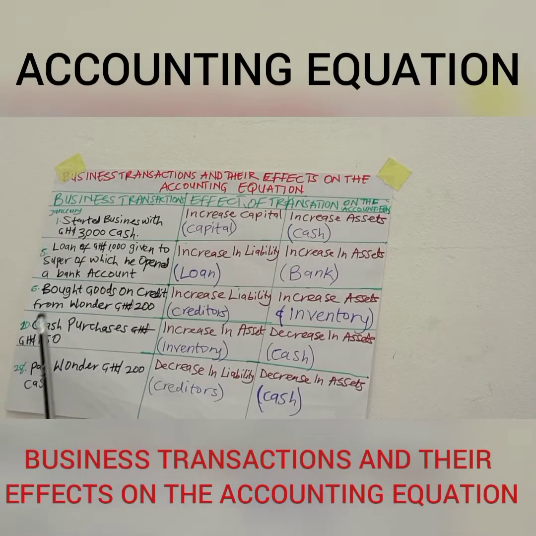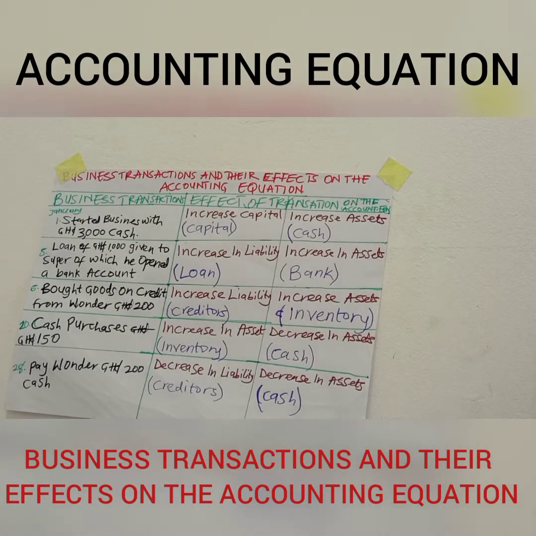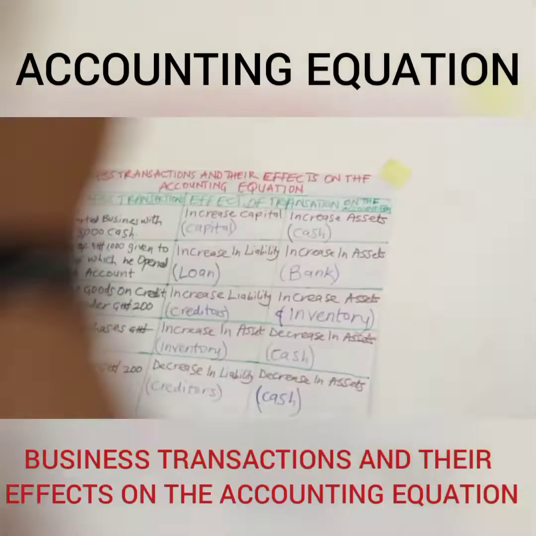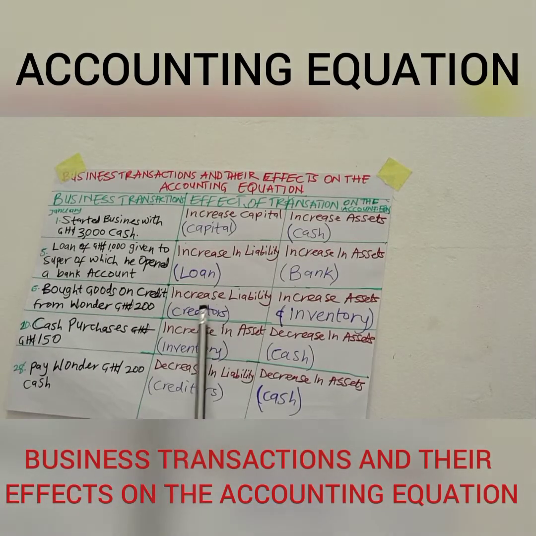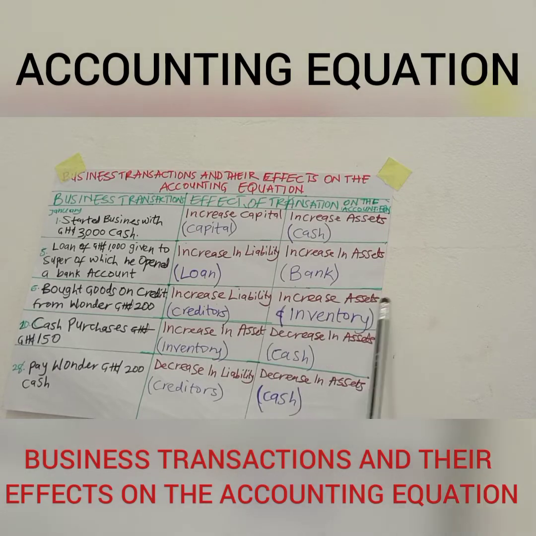Bought goods on credit from Wanda, 2,200 Ghana cedis. And I told you that creditors are short-term liabilities. So she bought the goods on credit from Wanda. The goods she bought are coming into the business as inventory. So if it is inventory in the business, it will increase the available inventory. So there will be more inventory now. And now her liability will also increase because she will be owing someone. She will have an obligation to pay back in the future. So that is why we have increased liability and then increased assets.